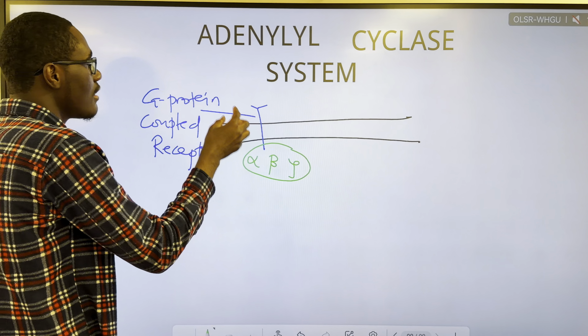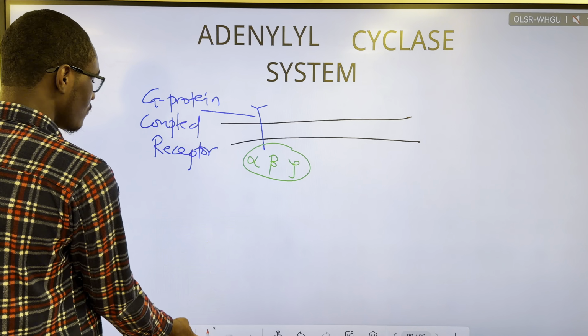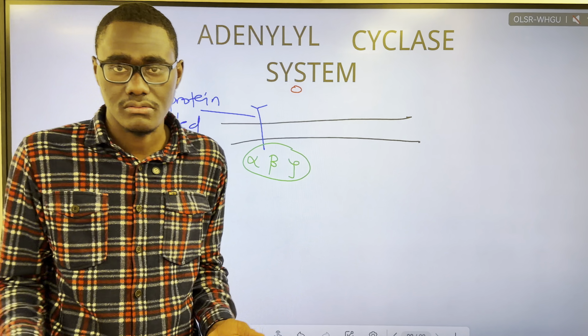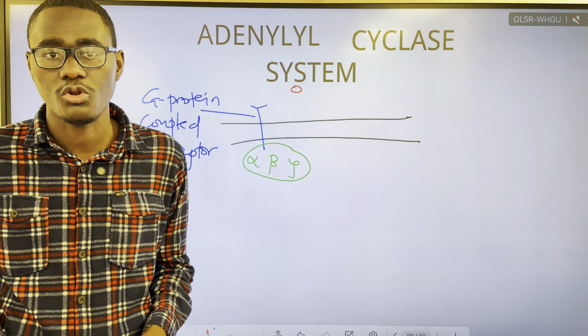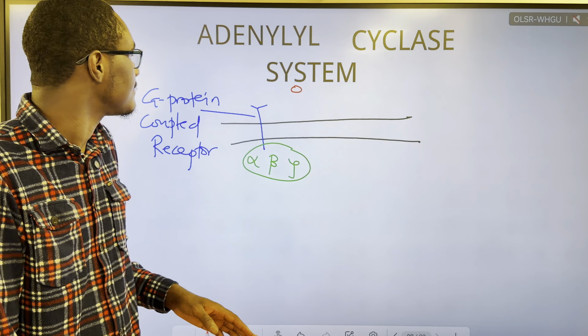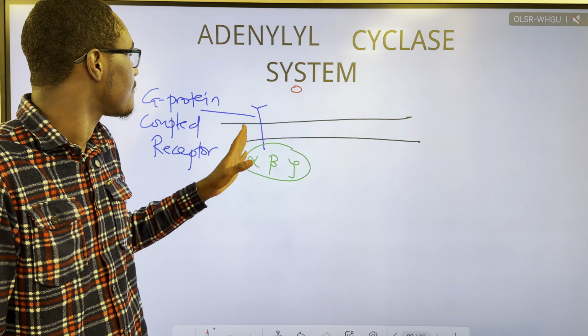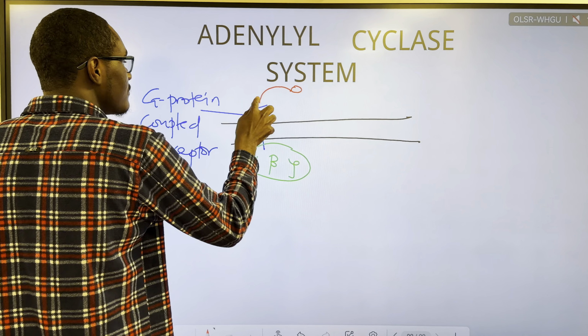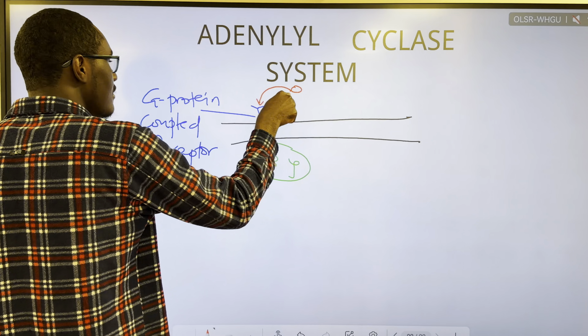So what happens in the adenylyl cyclase system is that we're going to have a signal. This signal can either be a natural hormonal signal, for example, epinephrine or norepinephrine. And we can also have drugs which mimic the natural neurotransmitters. It is going to bind to this. So we are going to have the signal binding to the G-protein coupled receptor, which is attached to a G-protein that has alpha, beta, and gamma subunits.